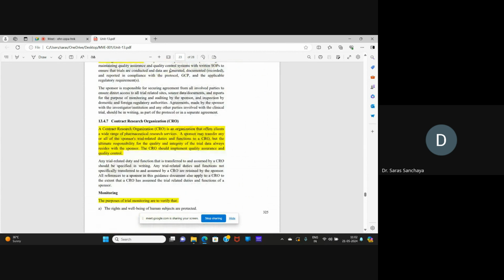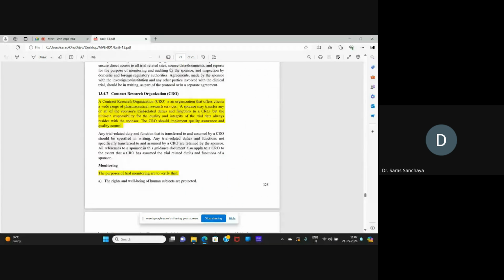Then contract research organization. The Contract Research Organization (CRO) is an organization that offers clients a wide range of pharmaceutical research services. A sponsor may transfer any or all of the sponsor's trial related duties and functions to a CRO, but the ultimate responsibility for the quality and integrity of the trial data always resides with the sponsor. The CRO should implement quality assurance and quality control.